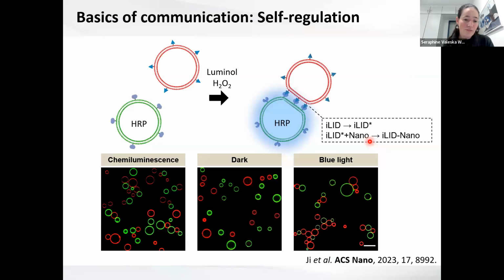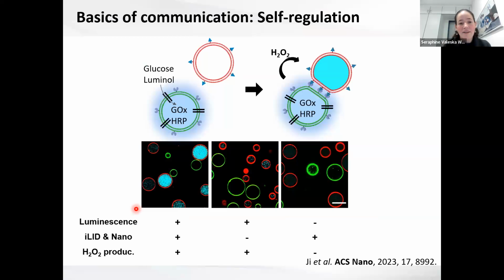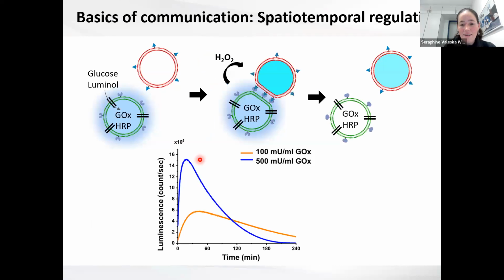So first of all, to show here under chemiluminescence, we can trigger adhesions between sender and receivers, and we can also transfer the hydrogen peroxide signal from the sender to the receiver, which we can see here with a fluorescent dye, and you can appreciate that the receivers light up with a cyan color, showing that they have gotten the hydrogen peroxide signal. And then we can, of course, tune for how long we produce luminescence, and this depends, of course, on how much enzyme we encapsulate.